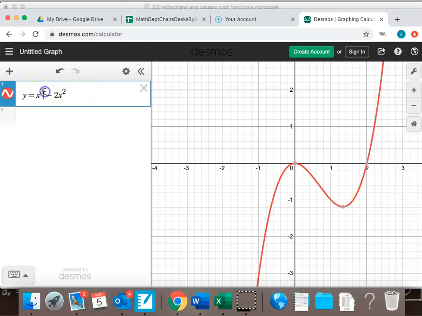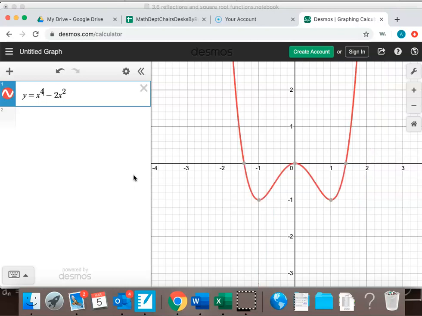If I made this x to the 4th minus 2x squared, first of all, just looking at the equation, odd, even, or neither? Even. Look at your graph. Does it have y-axis symmetry? Yes. Okay. So even functions have y-axis symmetry and all even exponents if they're polynomials. Odd functions have origin symmetry and all odd exponents if they're polynomials. Okay, and then neither are neither.